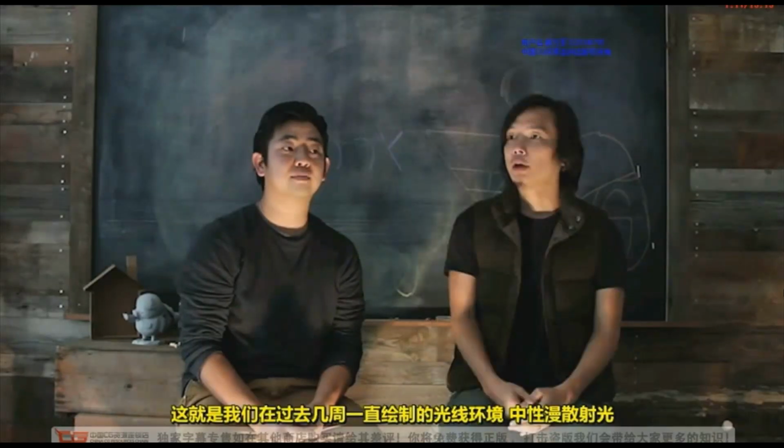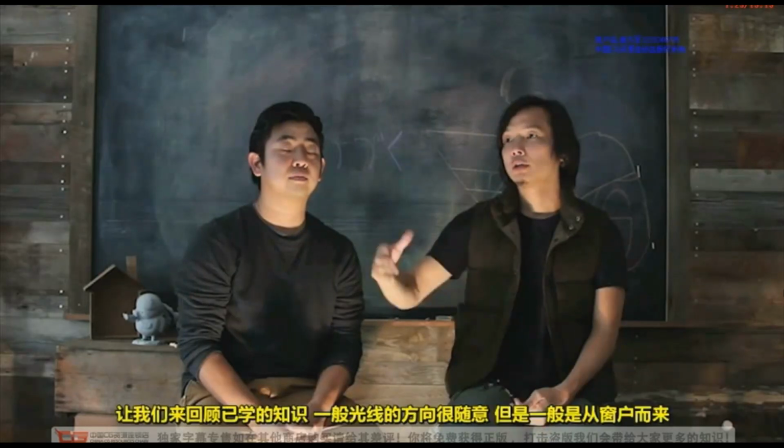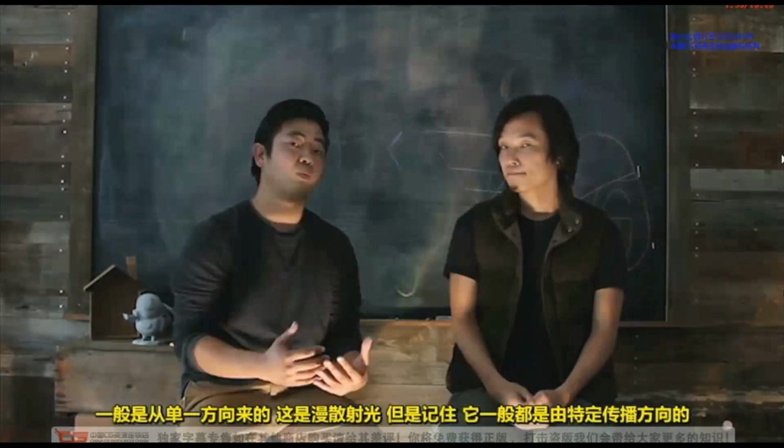Okay, so lighting with values. We have a few real-life examples to look at that we photographed. This is basically the light setup that we've been painting for the last 4 weeks: neutral diffused light. So let's review what we know already.